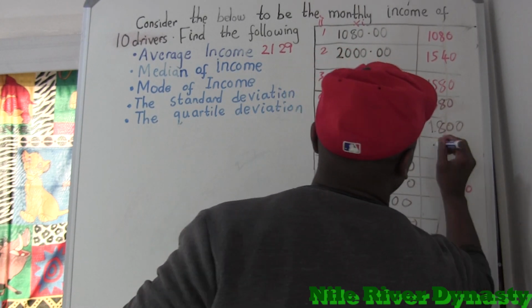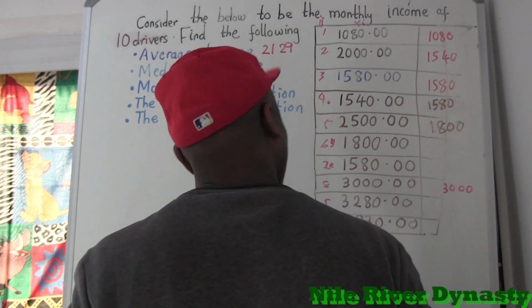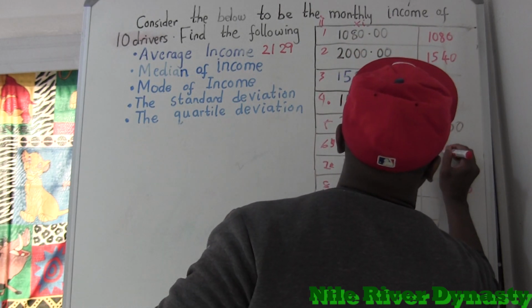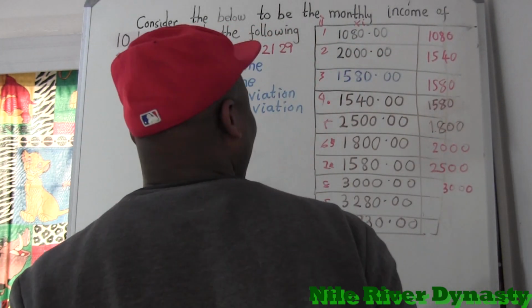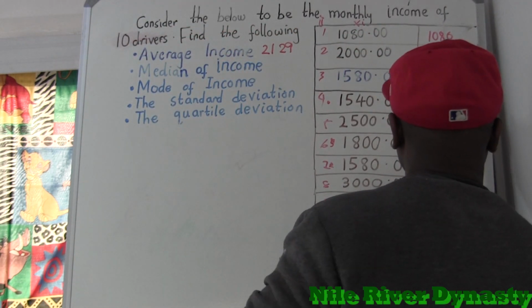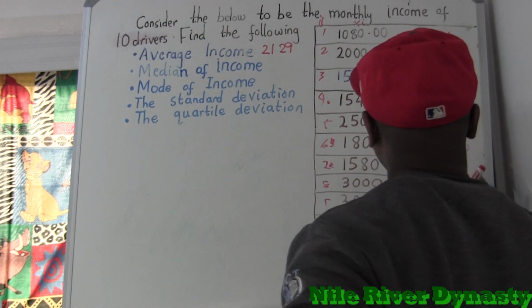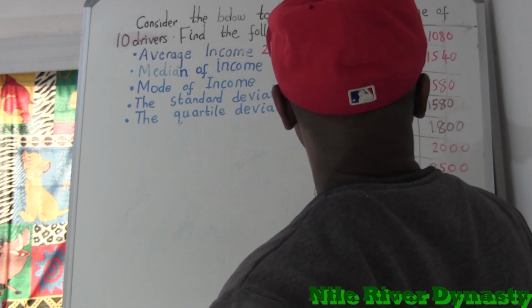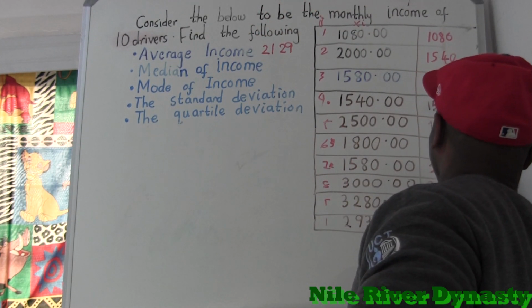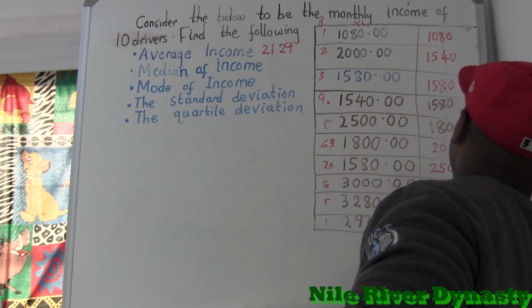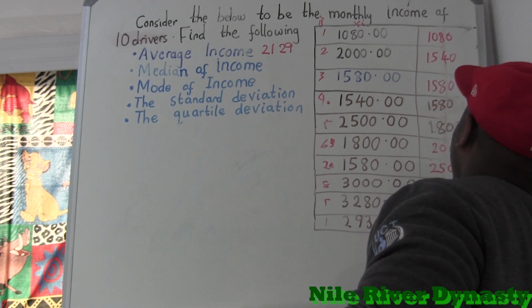Now we go for 2000. And then 2500. And after 2500, 2930. Okay, now we go for 3000. And then go for 3280.